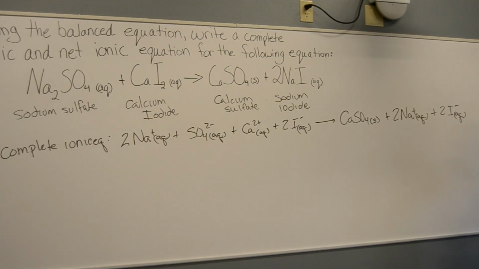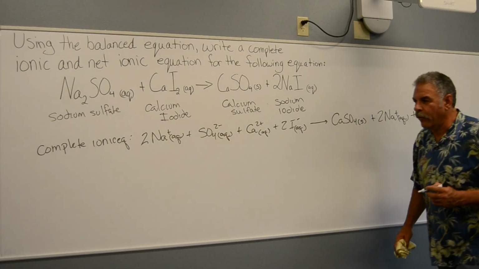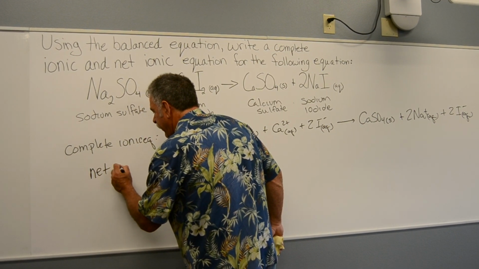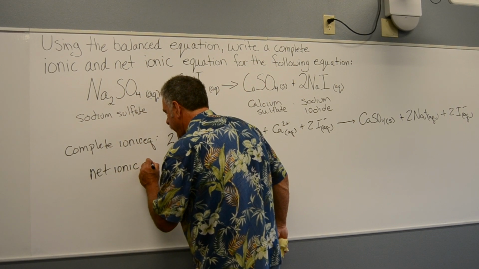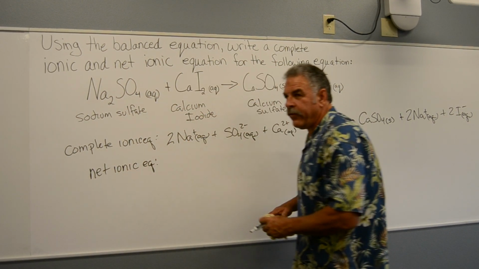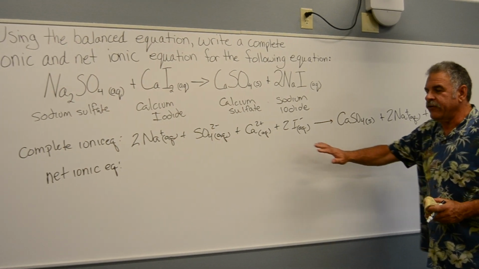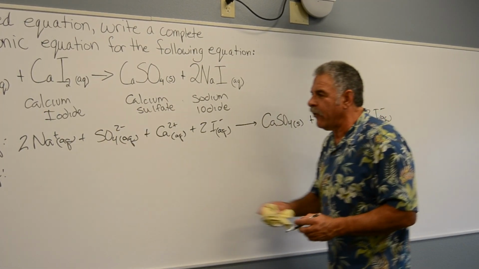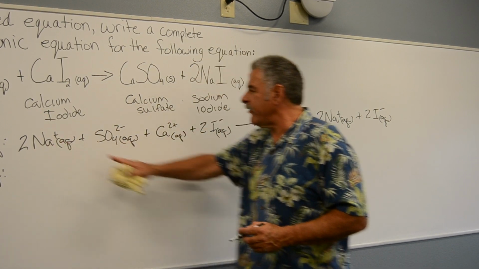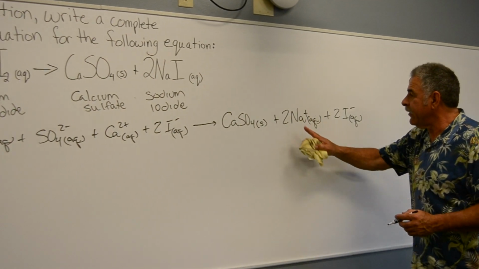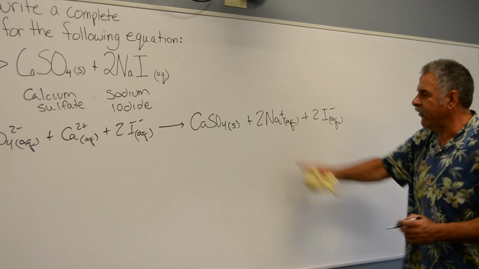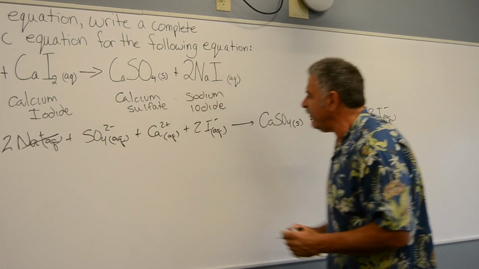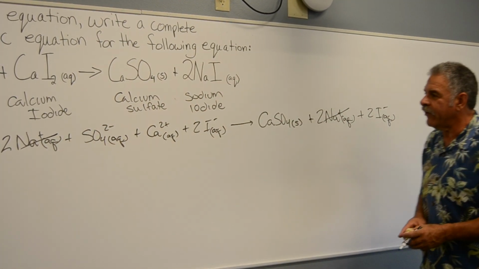Now, to form the total net ionic equation, we look for the things that change, that are different on the reactant side than they are on the product side. So let's look at sodium. 2 sodium plus aqueous on the reactant side, 2 sodium plus aqueous on the product side. So we can cancel these out. These are our spectator ions if they don't change.